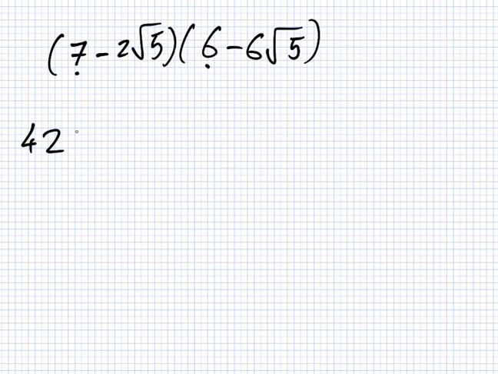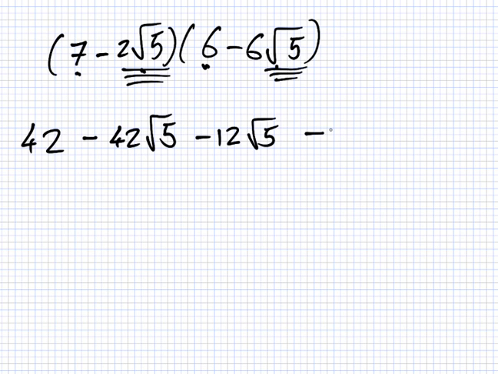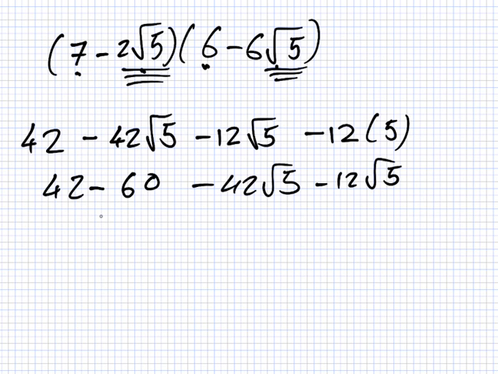Show each step. Okay? So first, 7 times 6 is 42. 7 times 6√5 is −42√5. This one by this one here is −12√5. And then this one here is the interesting one at the end. It would be −12 times 5, because √5 by √5 is just a 5. So we have 42 minus 60, minus 42√5 minus 12√5. So that would be −18. Maybe 42 plus 60, we think.